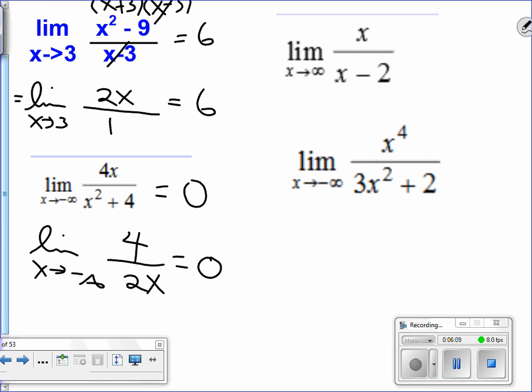Alright, next one. The limit as x approaches infinity of x over x minus 2. Cameron. 1. How'd you get it? Yep. It's just the ratio of the leading coefficients if the degree of the numerator is equal to the degree of the denominator. Easiest way to do it. But again, you could use L'Hopital's. You'd be finding the limit of 1 over 1.